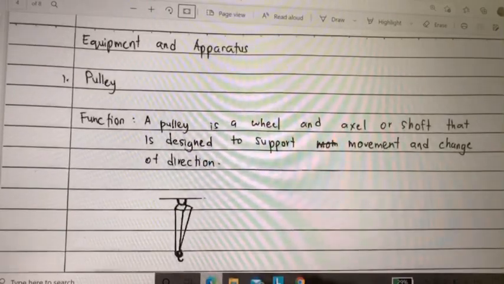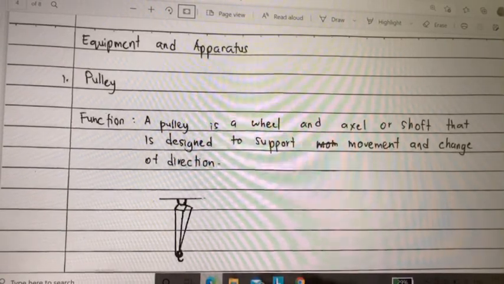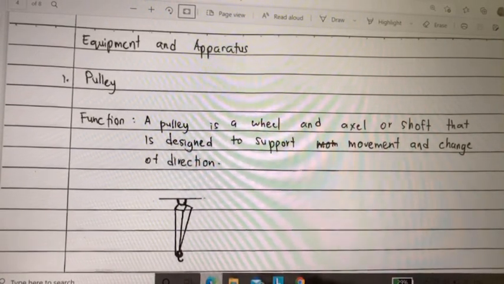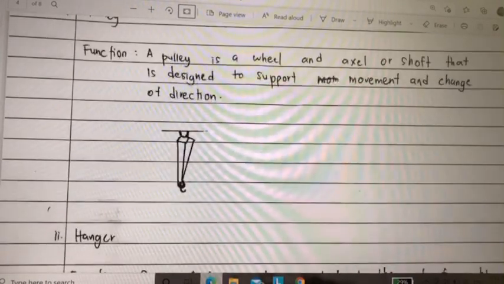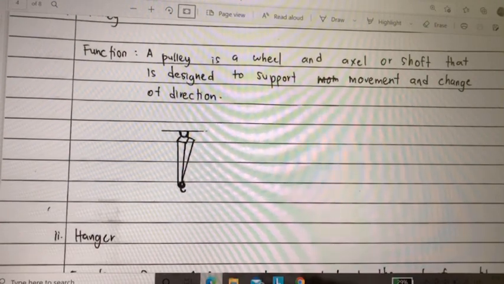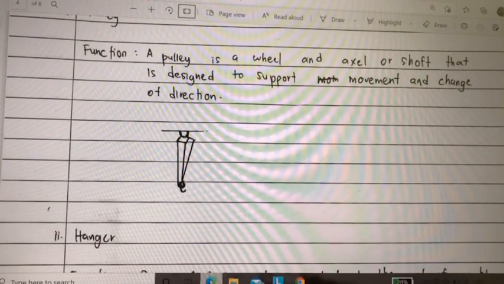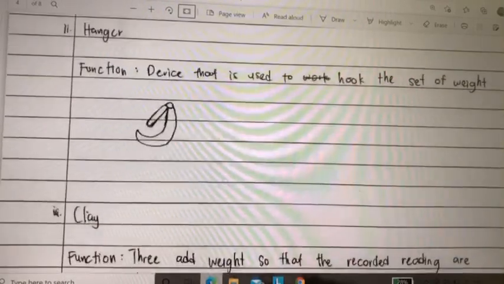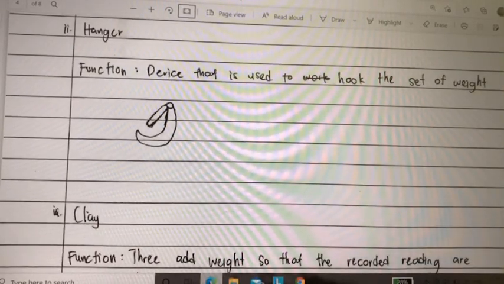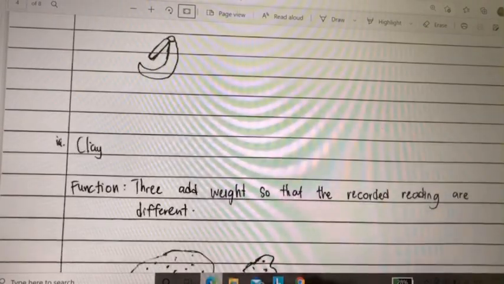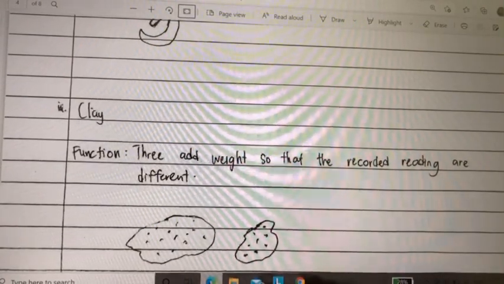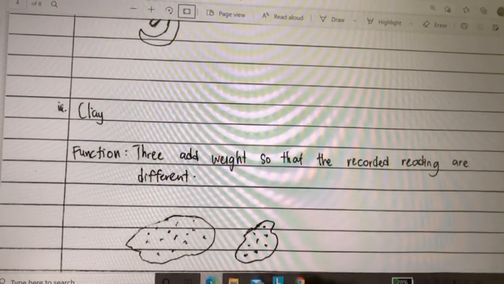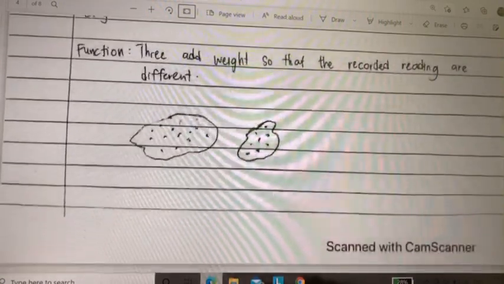Okay, equipment and apparatus. Number 1, pulley. Function: a pulley is a wheel and axle or shaft that is designed to support movement and change of direction. Number 2, hanger. Function: a device that is used to hook the set of weights. Number 3, clay. Function: to add weight so that the recorded readings are different.